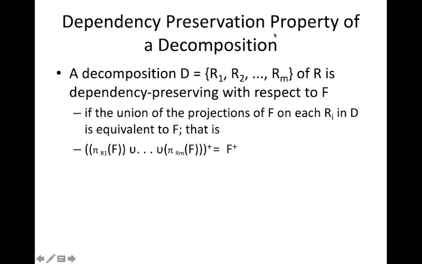So what do you mean by dependency preservation property of a decomposition? A decomposition D, if you are decomposing R, a universal relation, into R1 to Rm, is dependency preserving with respect to F if the union of all the projections of F on each Ri in D is equivalent to F. Or in other words, projection on R1 of F, union projection on R2 of F, etc., all this taking the closure, equals F closure. So this is the meaning. Then we can say it is dependency preserving.